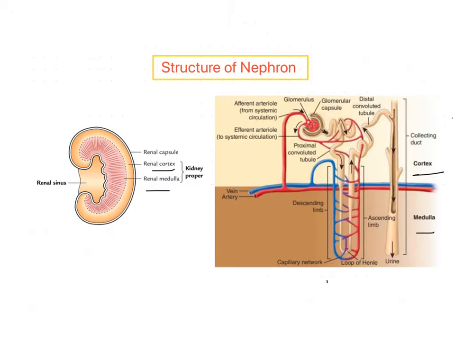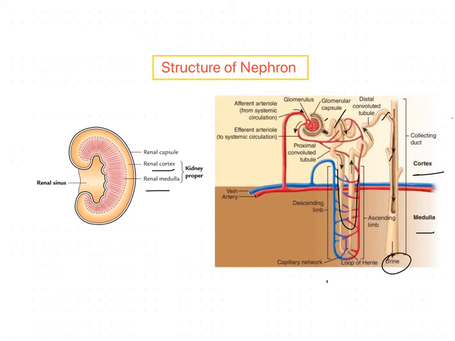The secreting part of the nephron comprises the renal corpuscle, the proximal convoluted tubule, the loop of Henle, the distal convoluted tubule and the junctional tubules. The conducting part is mainly made up of the collecting tubules, which open into the minor calyces.